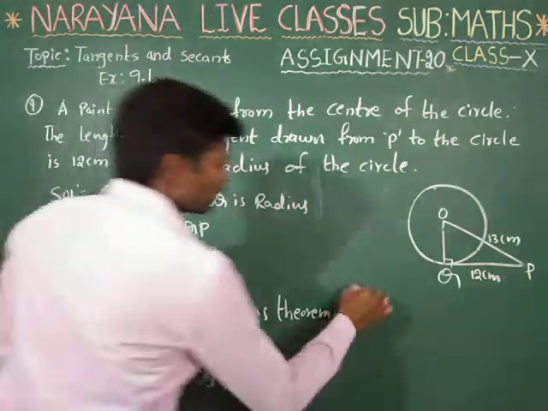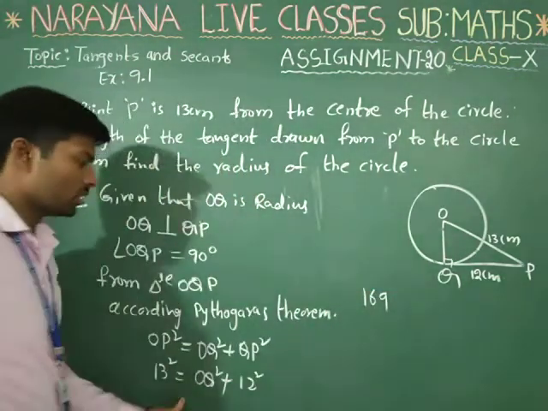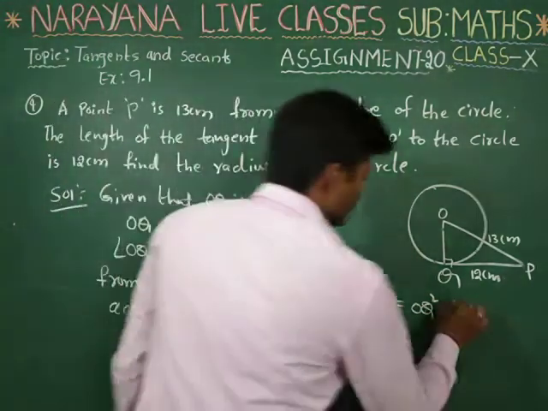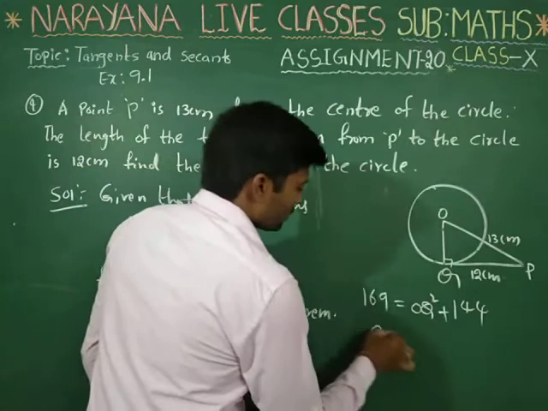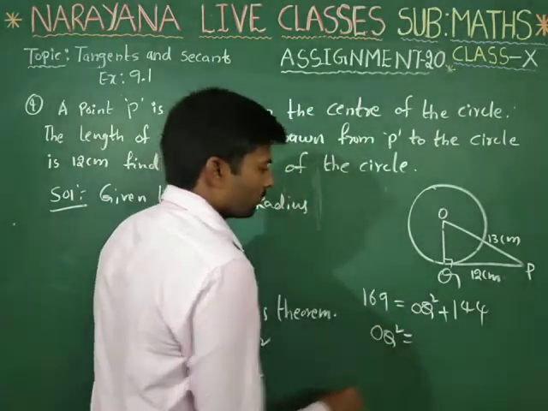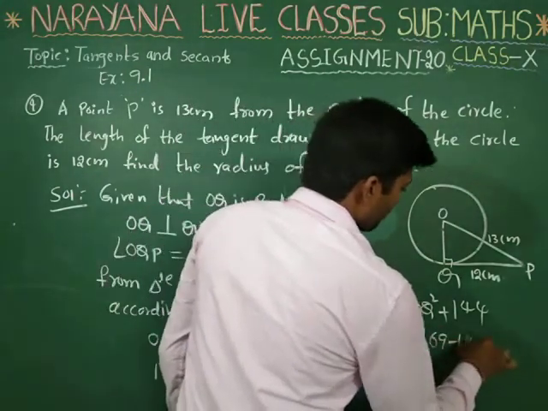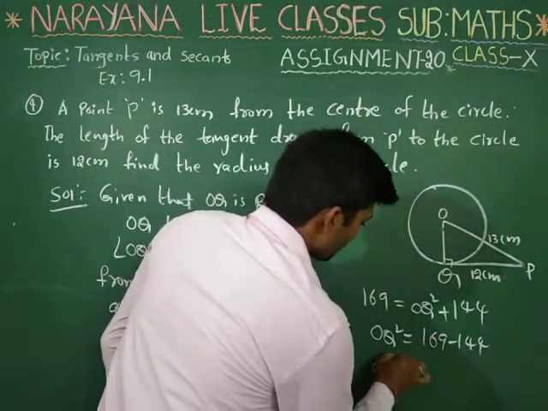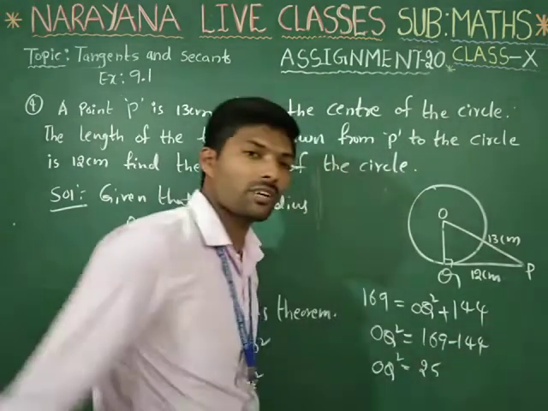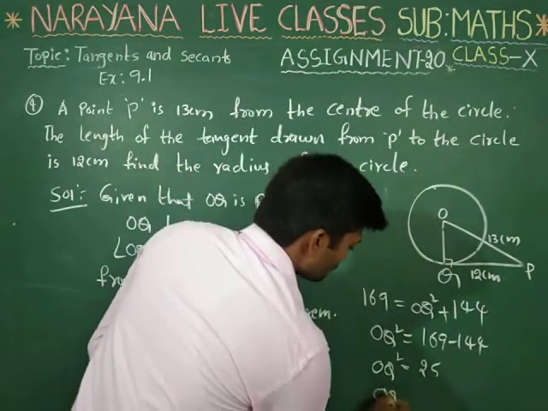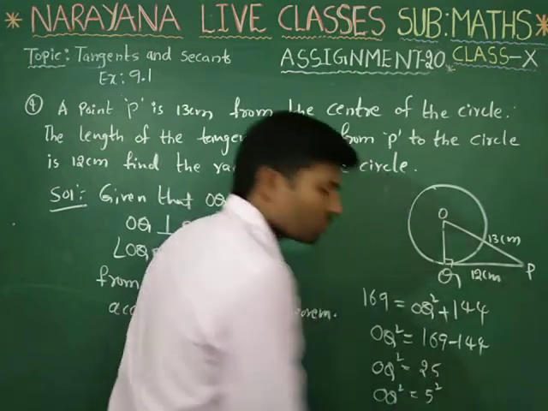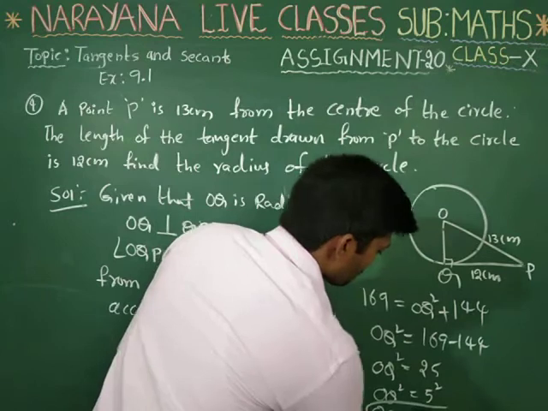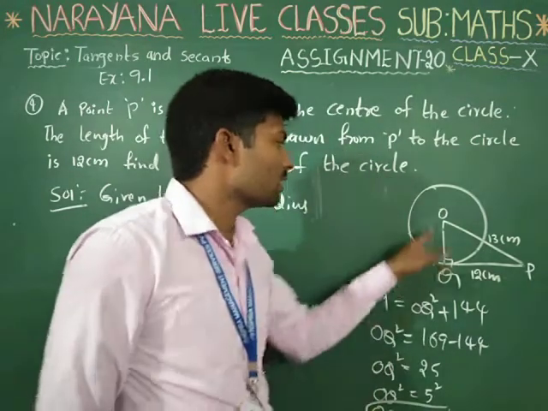Let's simplify this. It will become 169 is equal to OQ square plus 144. Sending this 144 to this side, it becomes 169 minus 144. So OQ square is equal to 25, a perfect square. That is OQ square is 5 square, so OQ is equal to 5 centimeters. This OQ is the radius of the circle.